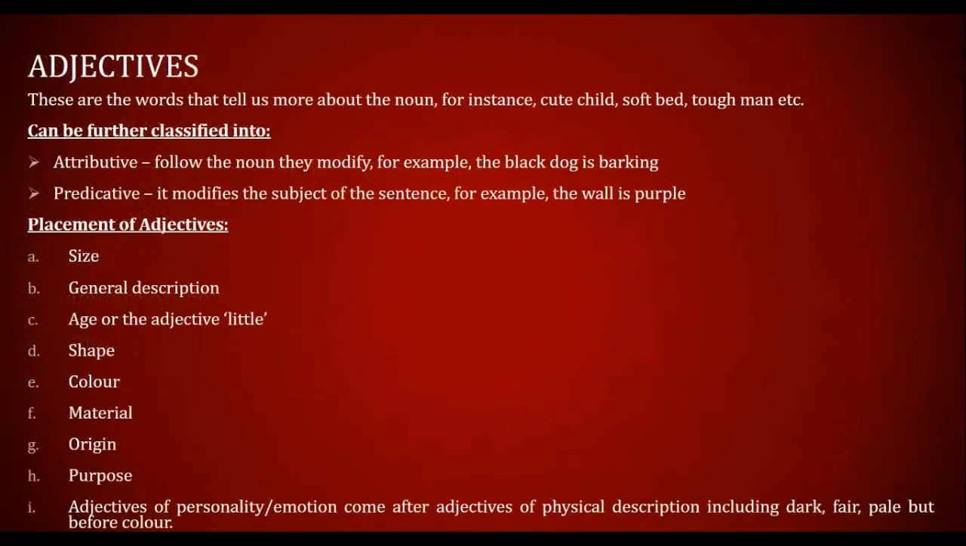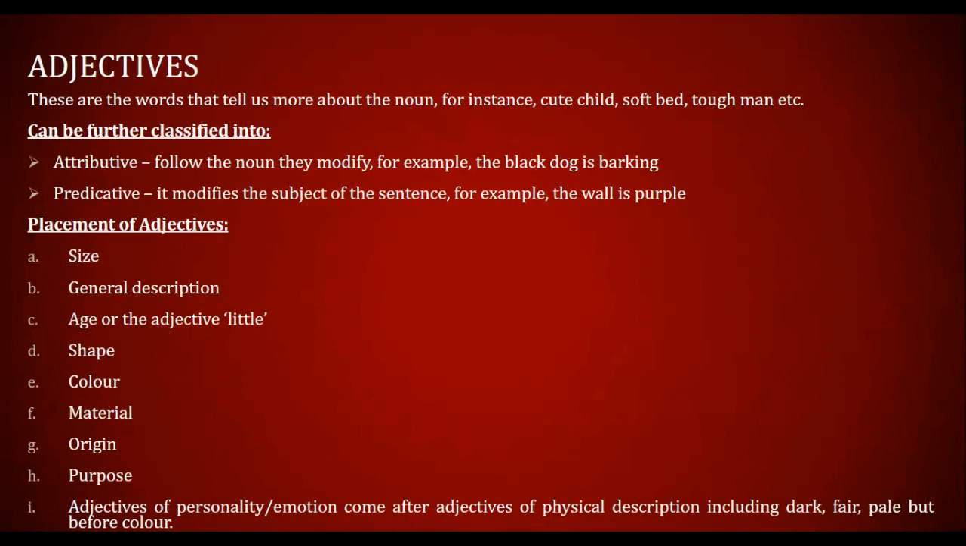Okay. Now we all know that adjectives are the words that tell us more about the noun. For instance, a cute little child, or a soft bed, or a tough man, or an intelligent girl, intelligent woman. So they tell us more about the noun. They tell us the quality. They describe the noun.